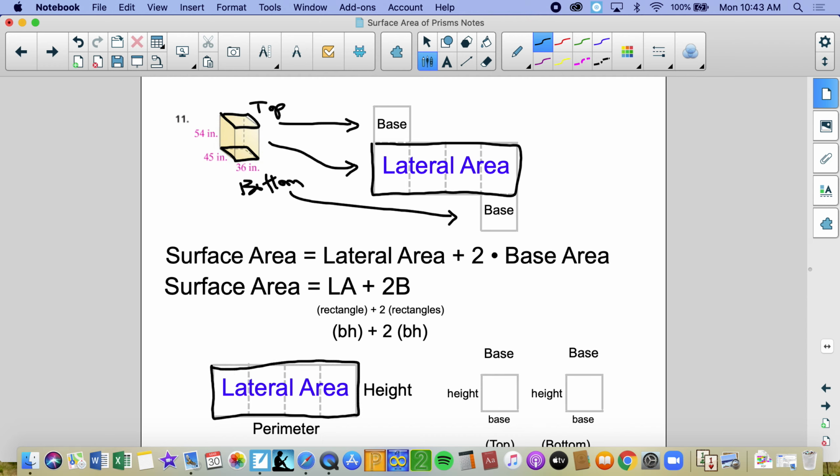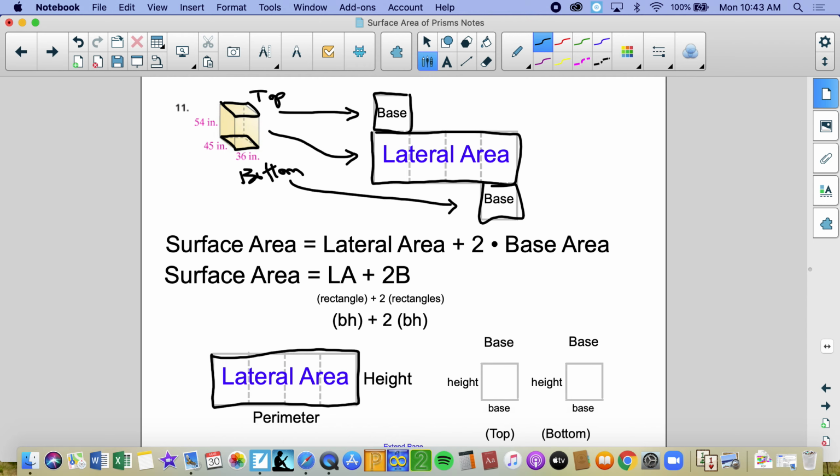And whenever we find the surface area, we need to find the area of the bases, and we would have to find the area of the lateral. And if we have this rectangle, rectangles have the formula for area of base times height. We notice that the base of the lateral area is actually what we call the perimeter. It's the distance around an object. So we would call this distance the perimeter.